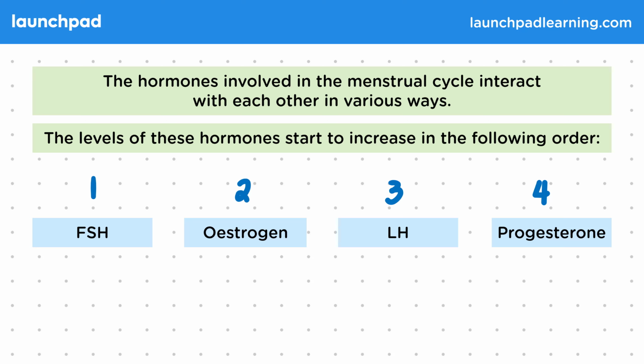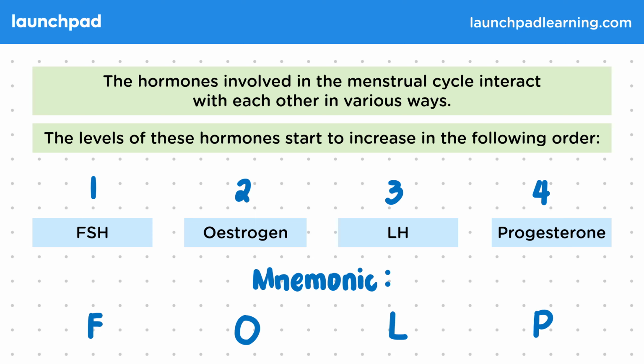You need to remember this order for the exam, so here's a mnemonic to help you do that. Using the first letters of each of these hormones could help you to remember the order in which they rise during the menstrual cycle. You might be fine just remembering these letters individually, so F, O, L, and P, or you might want to use a phrase like fabulous owls love parties. Whatever works best for you is fine.